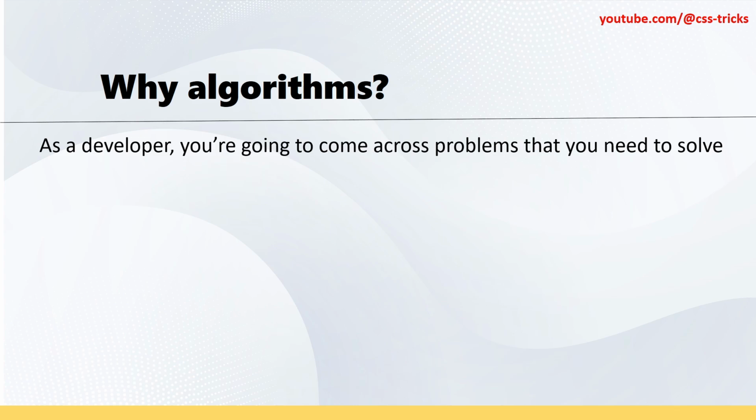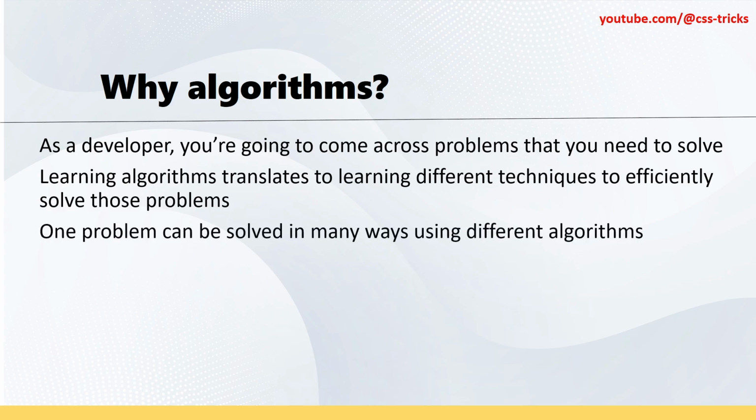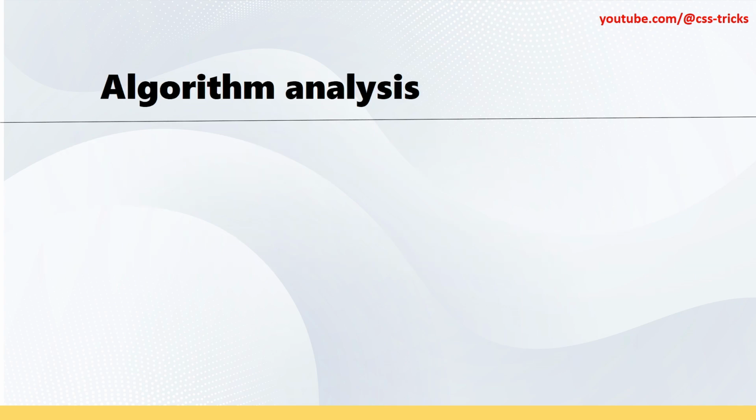Now, why should we learn about algorithms? Well, as a developer, you're going to come across problems that you need to solve. When you learn about algorithms, you're basically learning different techniques to efficiently solve these problems. And this last bit is important to keep in mind. One problem can be solved in many ways using different algorithms. And every algorithm comes with its own trade-offs when it comes to performance. Which begs the question, how do we measure an algorithm? Well, let's discuss it in the next video.